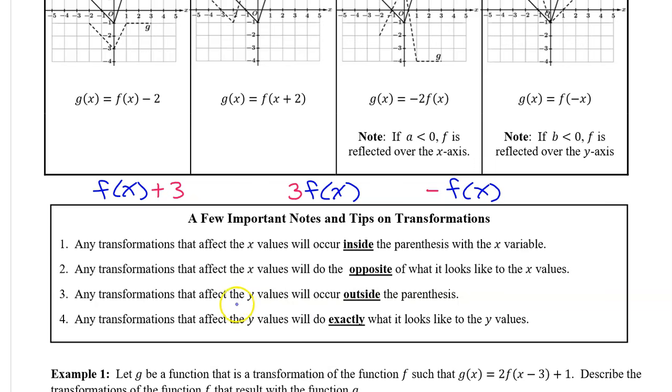Any transformations that affect the y values will occur outside the parentheses. This includes vertical translations, vertical dilations, and reflections over the x-axis. Transformations that affect y values do exactly what they appear to do to the y values. So this plus 3 will shift all of the y values up by 3. This multiplying by 3 is a vertical dilation by a factor of 3. Everything will be 3 times as tall.